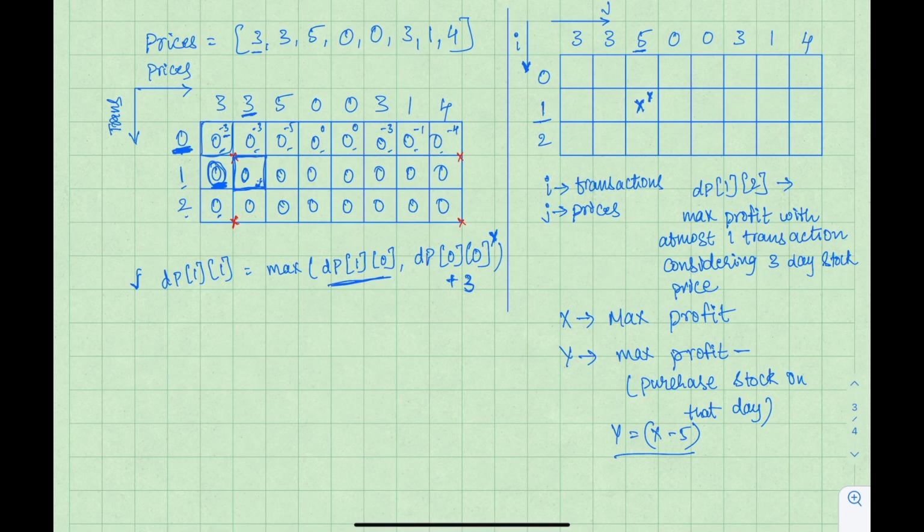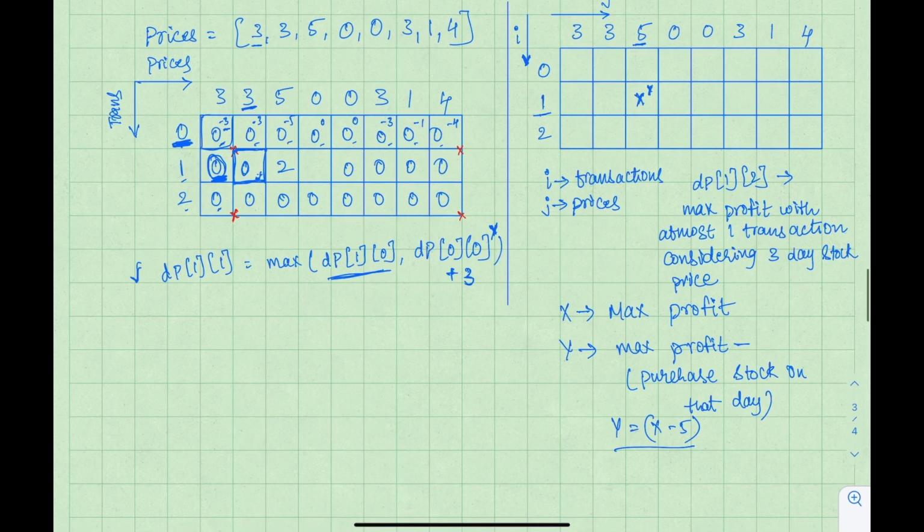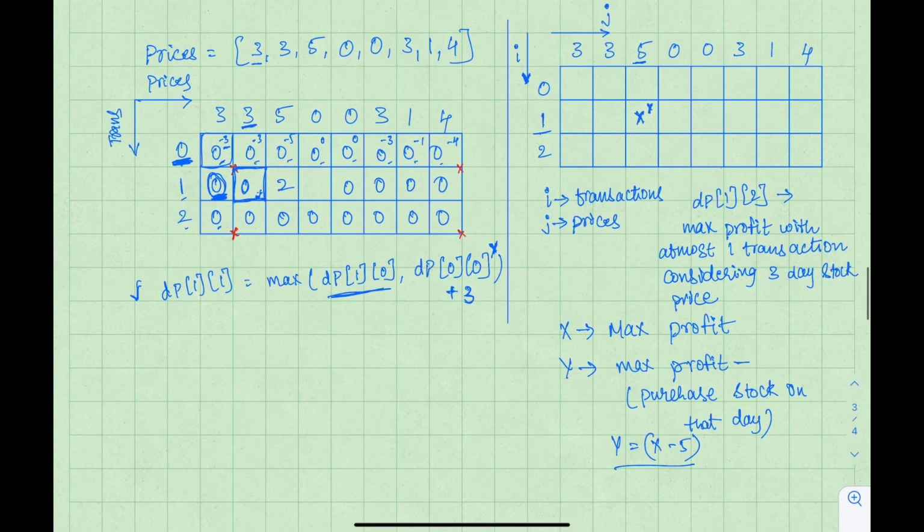So what are we going to get for this element? For this element, it is going to be the max of 0 and minus 3 plus 5. That is going to be 2. And what is going to be the next value for this one? It is going to be the max of 2 or minus 5 plus 0. So it is going to be 2. And let's fill the next element as well.